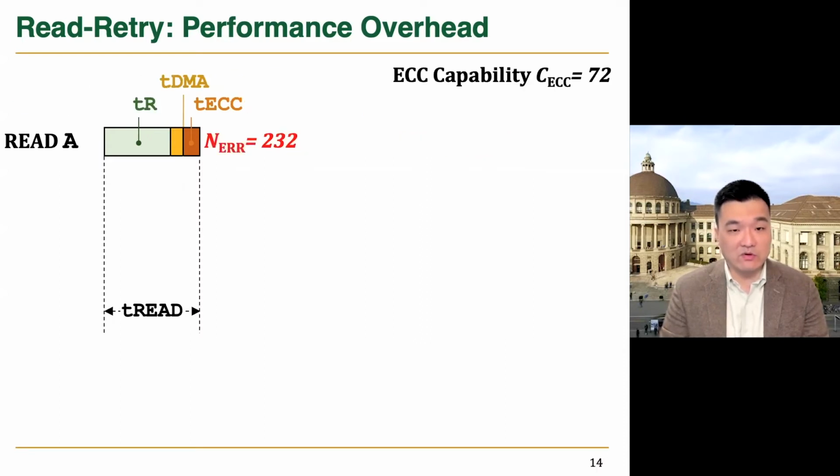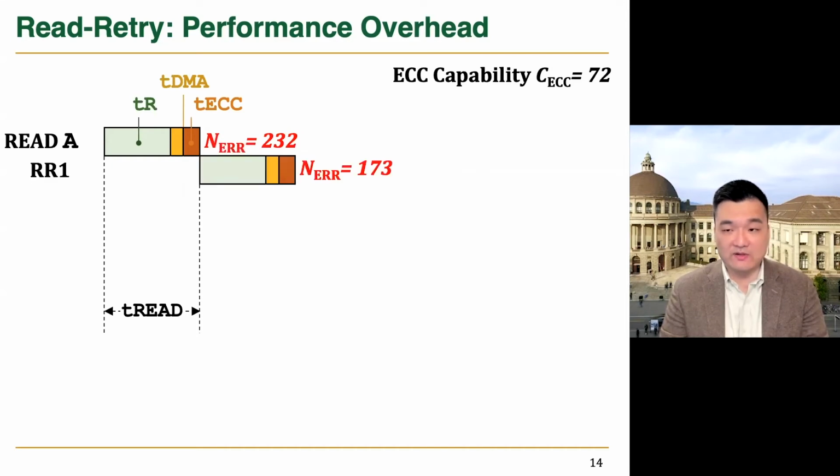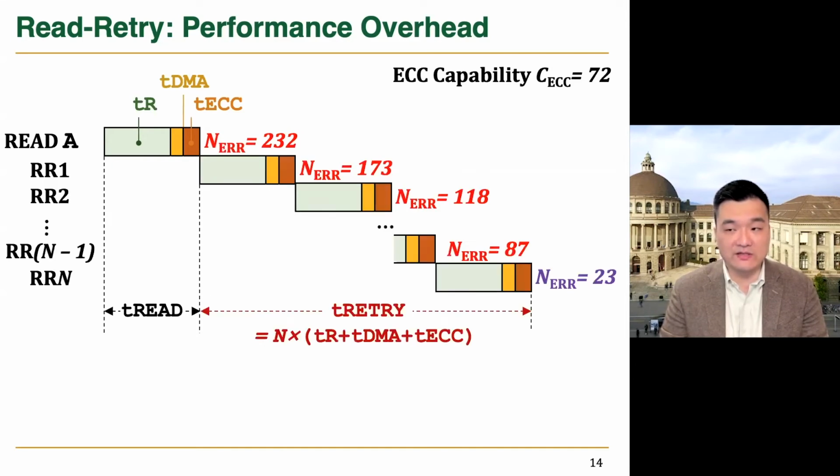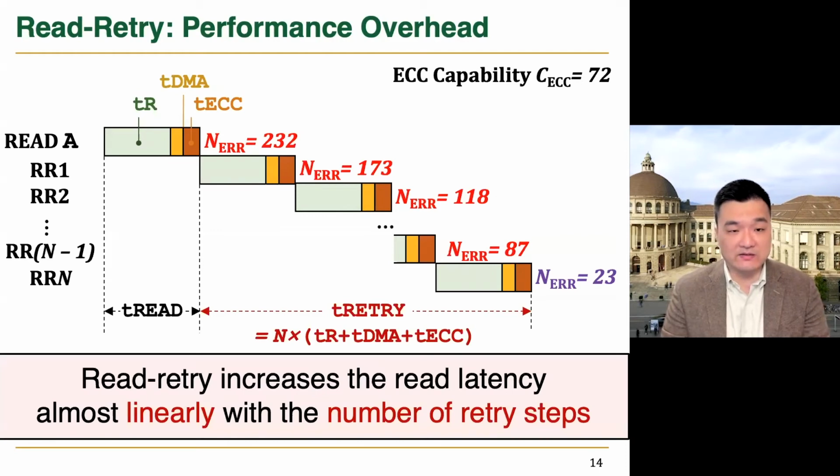However, when the number of raw bit errors is higher than the ECC capability, the Flash controller performs multiple retry steps until it reduces the number of bit errors to be lower than the ECC capability. This in turn increases the read latency almost linearly with the number of retry steps.